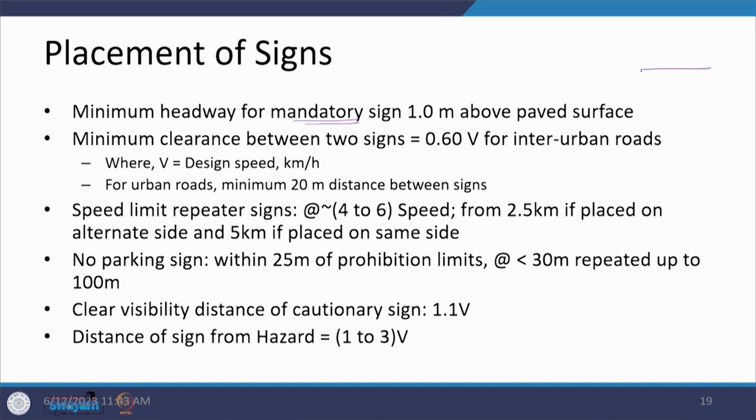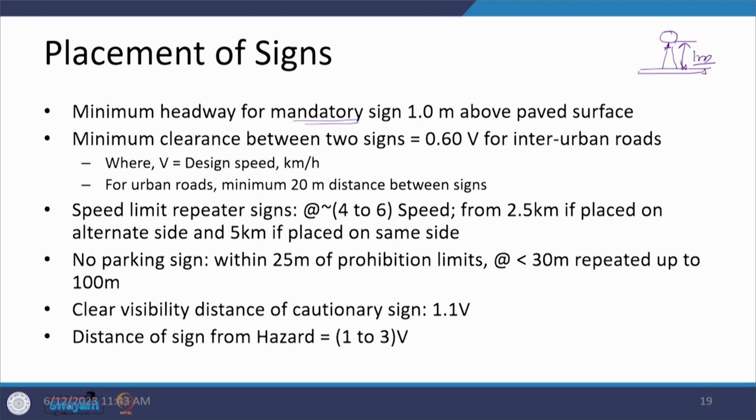That means, if this is the surface at the top of which this mandatory sign is being provided, these mandatory signs are provided in terms of a cone, and then at the top of this cone this is fixed here. So, what we are talking about is this particular distance, which is 1 meter.